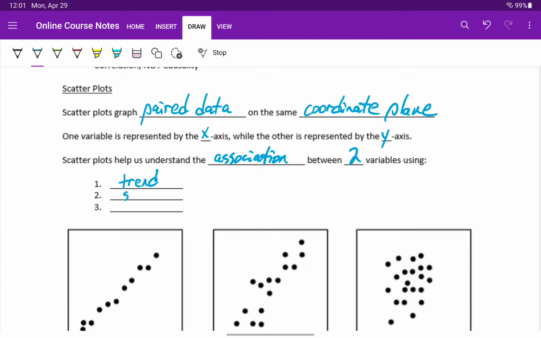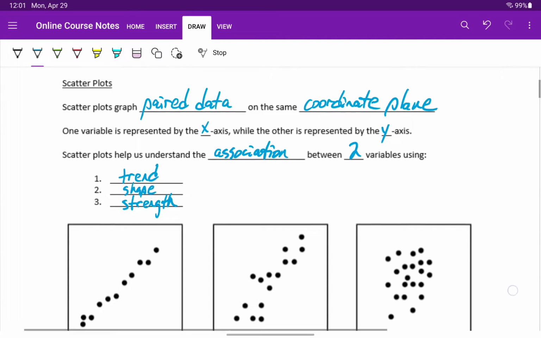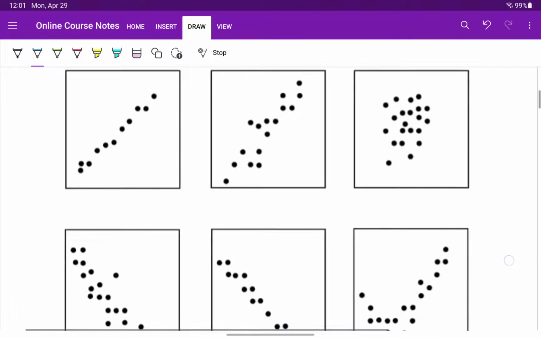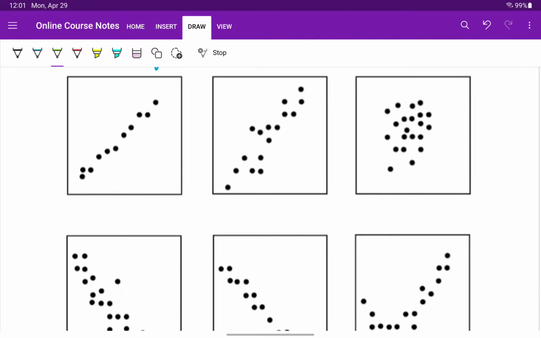the shape, and the strength of a possible association. We have a few different graphs pictured here. Keeping in mind our horizontal axis is the x-axis, our vertical axis represents the y-axis, and what we want to do is discuss those three different concepts: trend, shape, and strength.